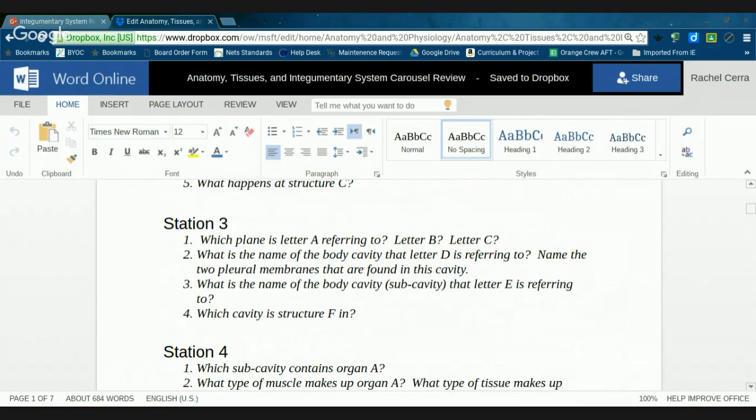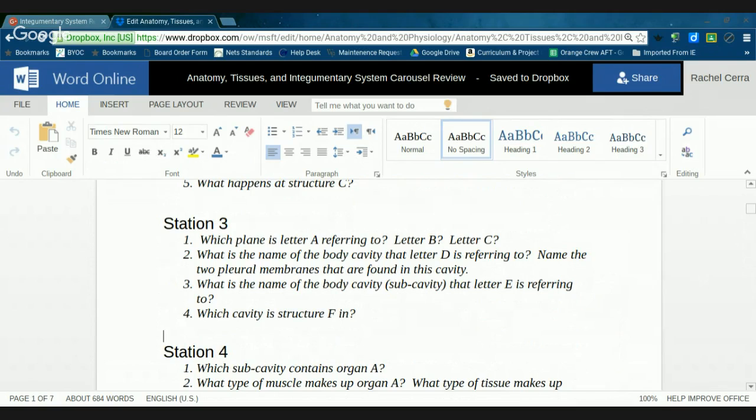Number 2, what's the name of the body cavity that letter D is referring to? That would be your thoracic cavity. And then the membrane found in this cavity would be your pleural cavity and your pericardium. Your parietal pleura, I'm sorry.